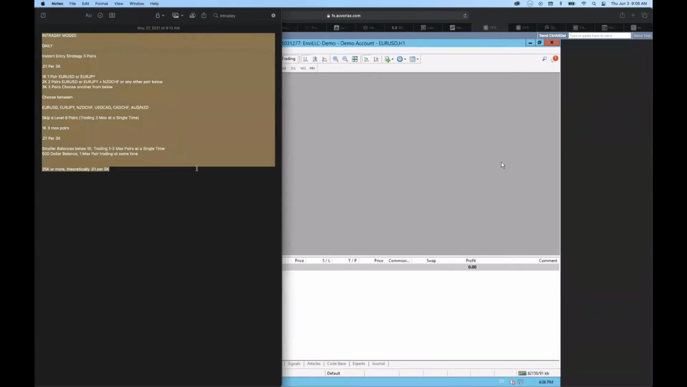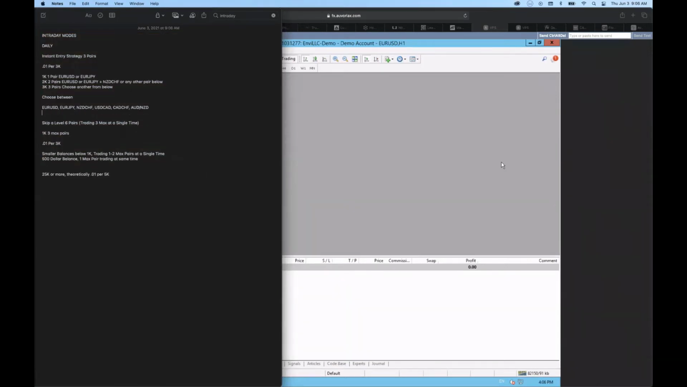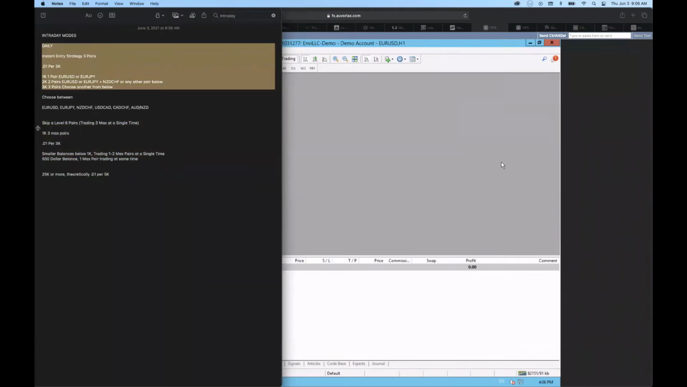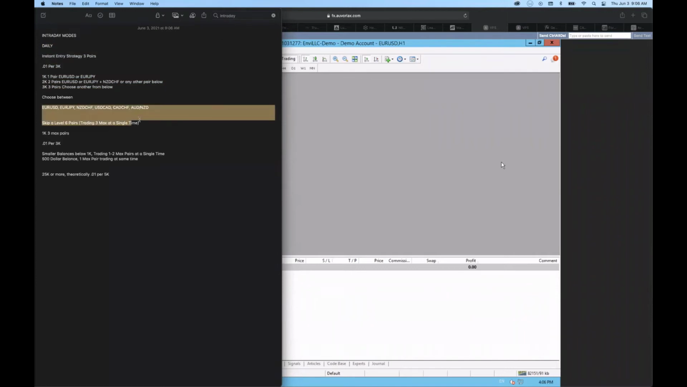So what you're going to see here is two modes. You'll see skip a level right here below, and you'll see instant entry. And then for both strategies, you're going to choose between these pairs. There's 6 pairs you can choose from. On skip a level, you can scan all 6, but only trade 3 at max at the same time. On instant entry, depending on your balance, you're going to choose 1, 2, or 3 pairs.